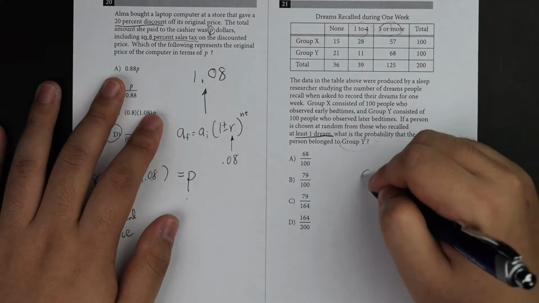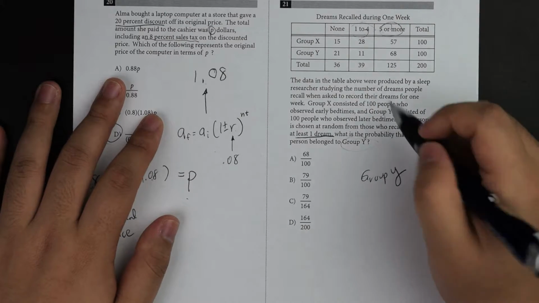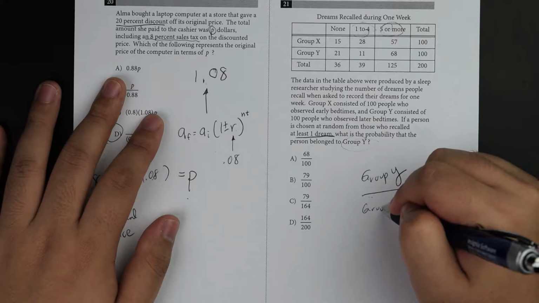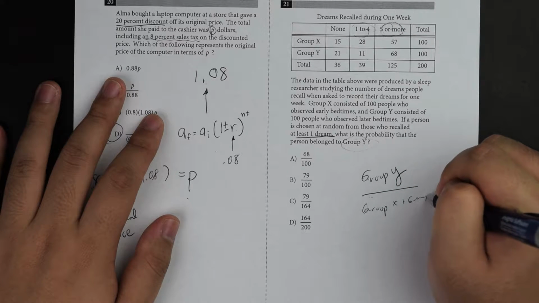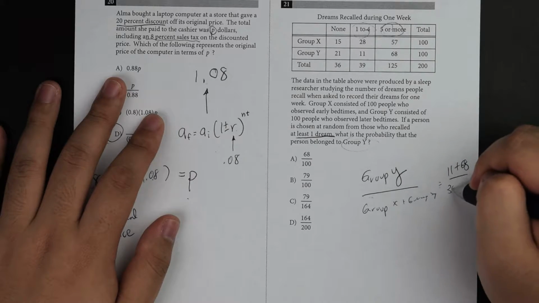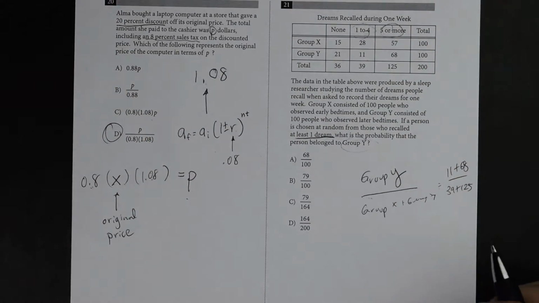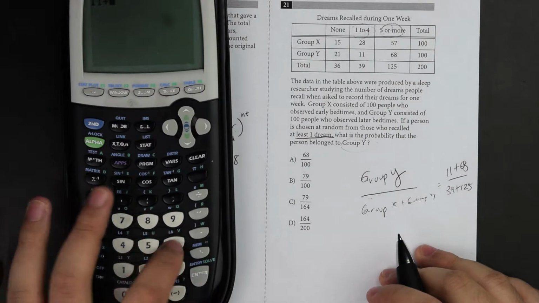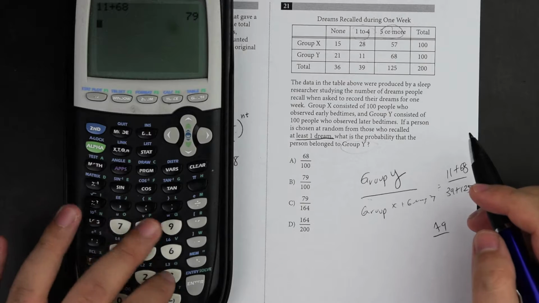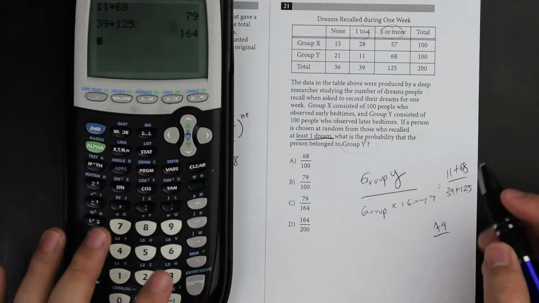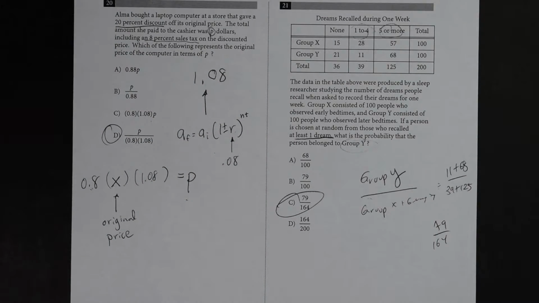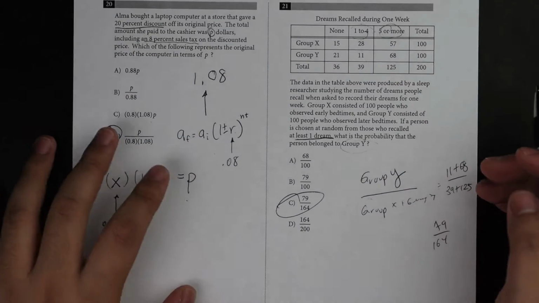Okay, so that means it's group Y, technically group Y values over these two, group X plus group Y. But it's only supposed to be those, so 11 plus 68 over 39 plus 125. I'm going to do that real quick. 11 plus 68 is 79, and I see some 9 here, but just in case, 39 plus 125 is 164. So for number 21, my final answer is C, and now I'm going to explain to you how I was able to get to this answer.